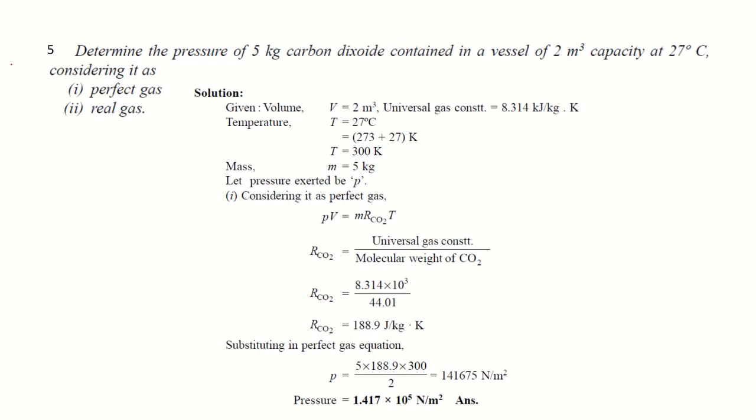Determine the pressure of 5 kg of carbon dioxide contained in a vessel of 2 meter cube capacity at 27 degrees Celsius, considering it as a perfect gas and considering it as a real gas. You have to determine the pressure. Volume is given, 2 meter cube. Temperature is 27 degrees, so it is 300 K. Mass given is 5 kg.